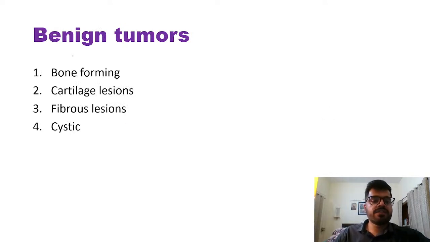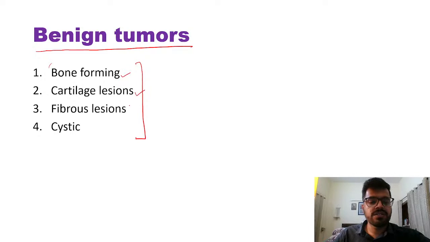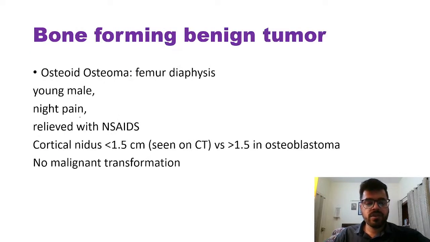So now we will discuss about the benign tumors. So they're classified according to the characteristics, that is bone forming tumor, cartilage lesion, fibrous lesion and cystic lesions. So there is bone forming benign tumors. Most important is osteoid osteoma. It occurs most commonly in femur diaphysis.